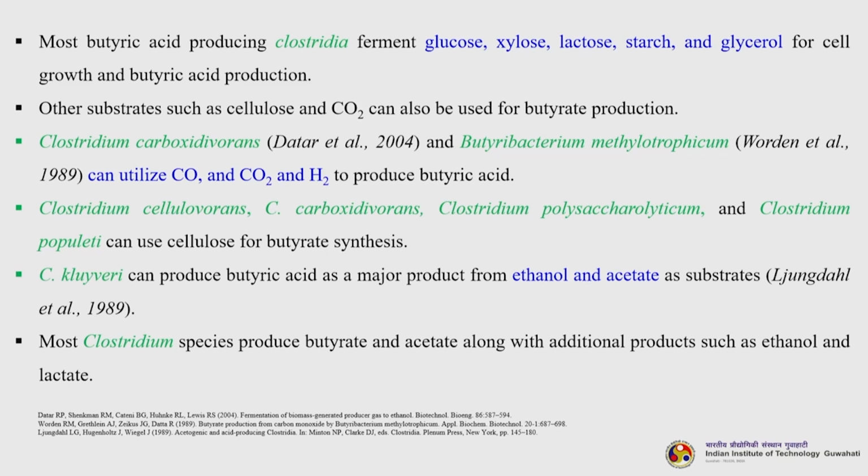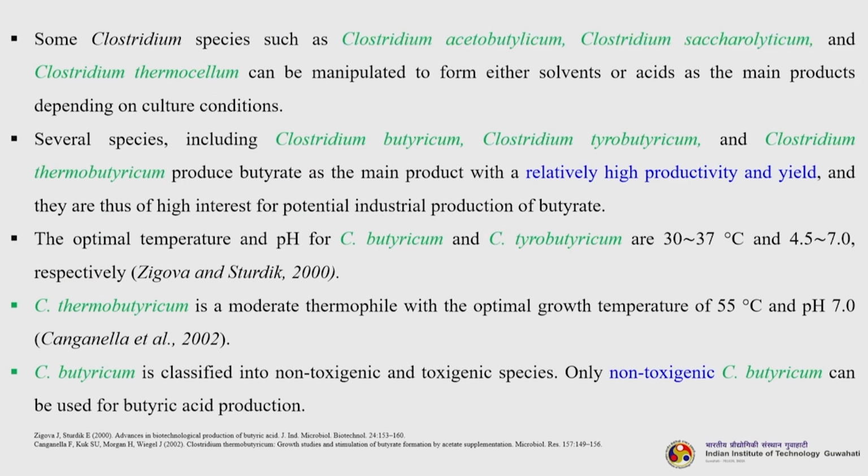Most Clostridium species produce butyrate and acetate along with additional products such as ethanol and lactate, but they are in very low concentration. Some Clostridium species such as Clostridium acetobutylicum, Clostridium saccharolyticum and Clostridium thermocellum can be manipulated to form either solvents or acids as the main product depending on the culture conditions.